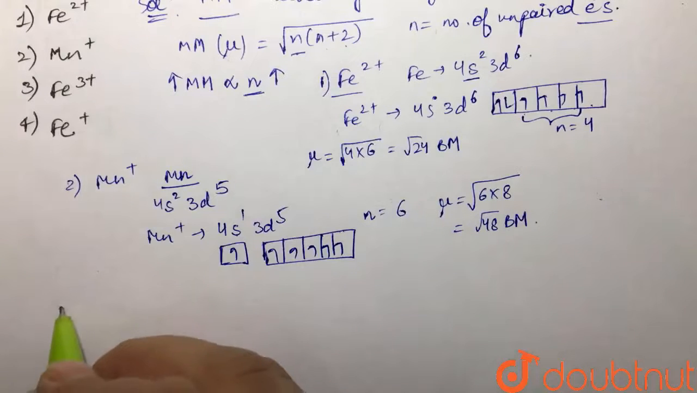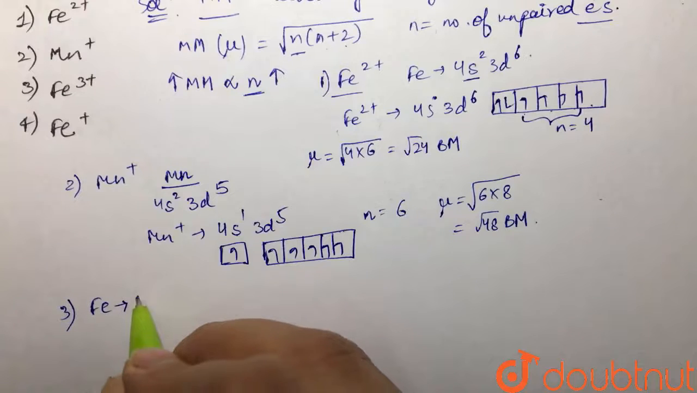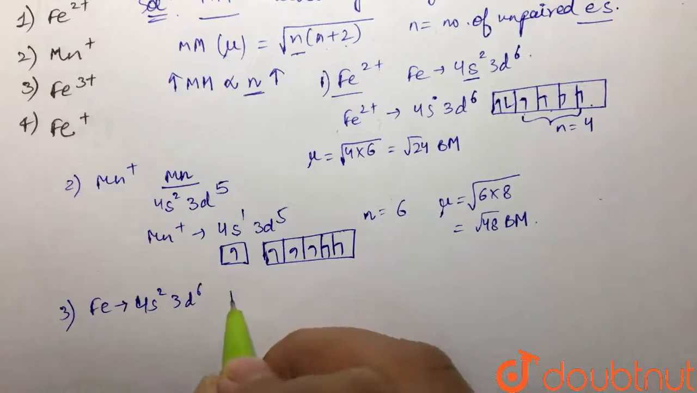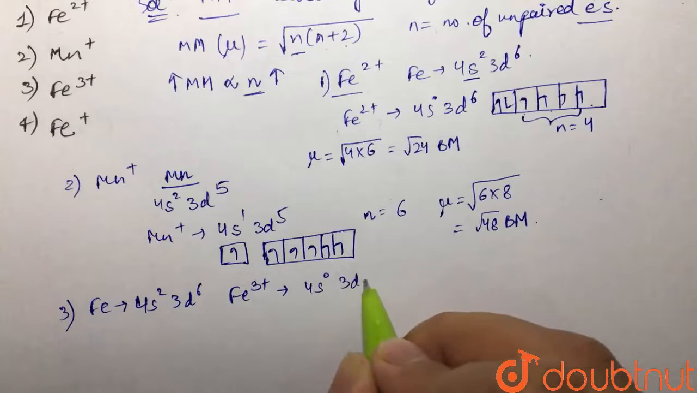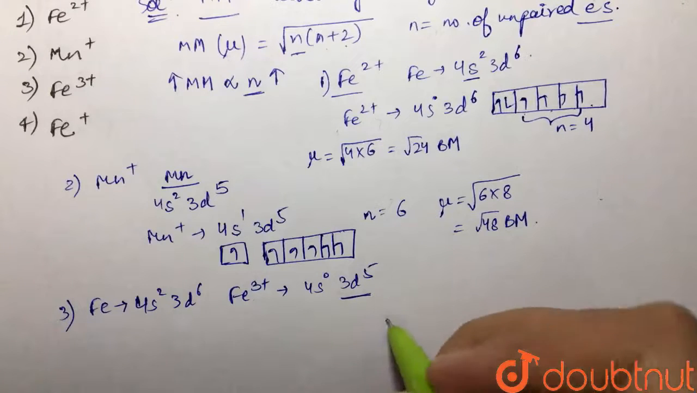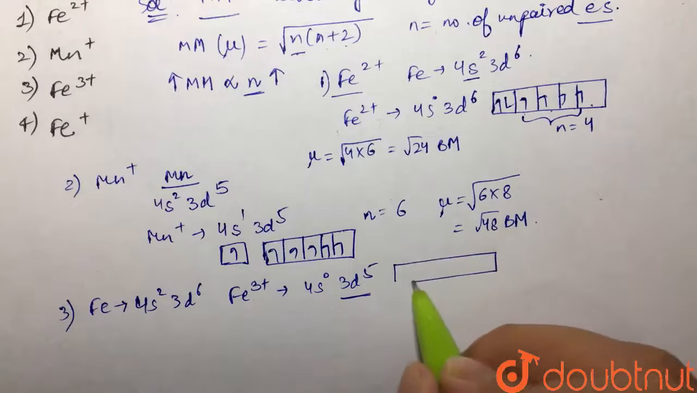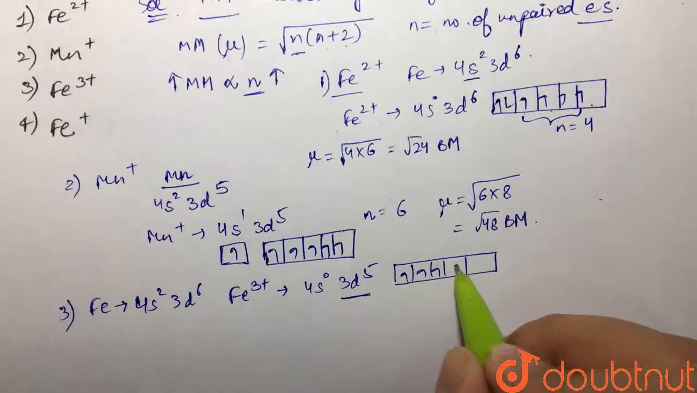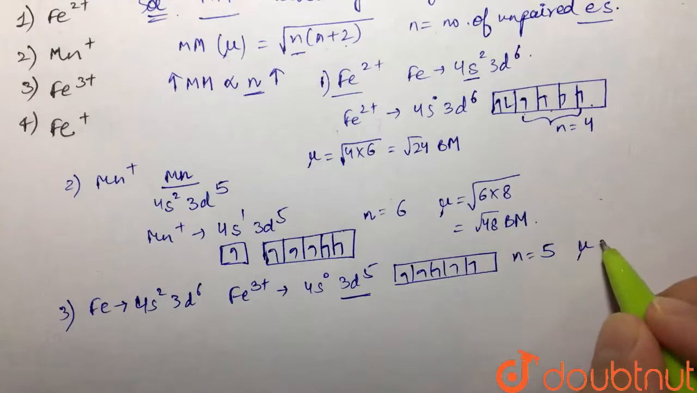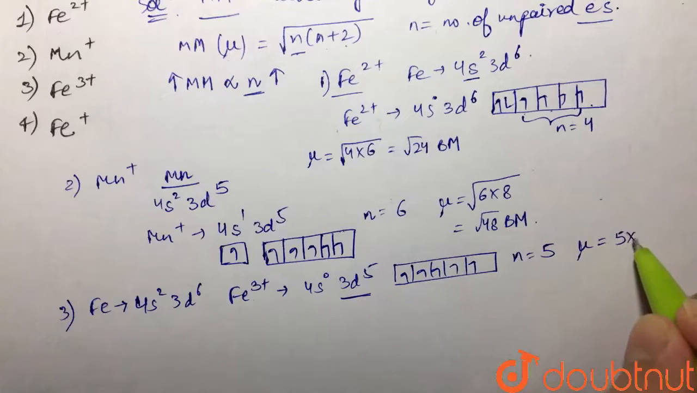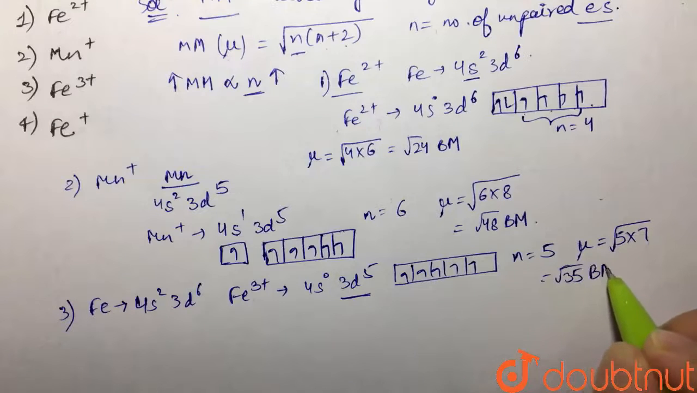Then if we look at our third case, which is Fe3+. Again, iron is 4s2 3d6, and Fe3+ would be 4s0 3d5. Now we have over here 5 unpaired electrons, like this. So the n value is 5. Our magnetic moment would be under root 5 into 7, which is equal to under root 35 Bohr magneton.